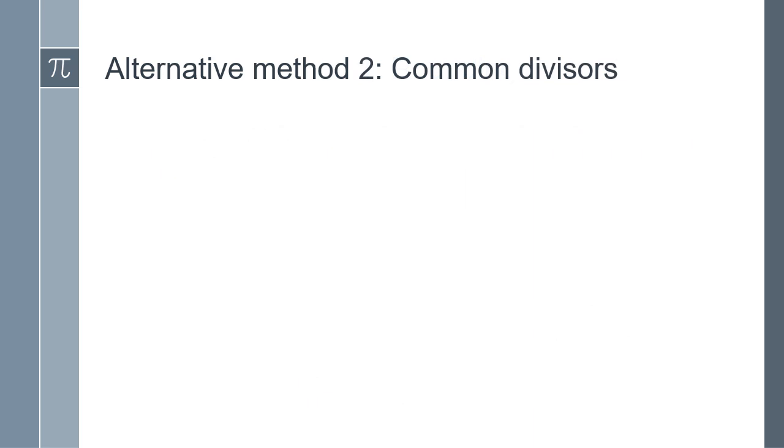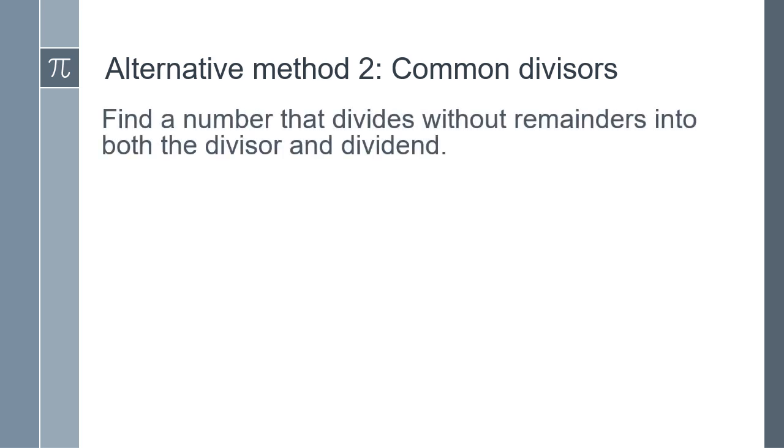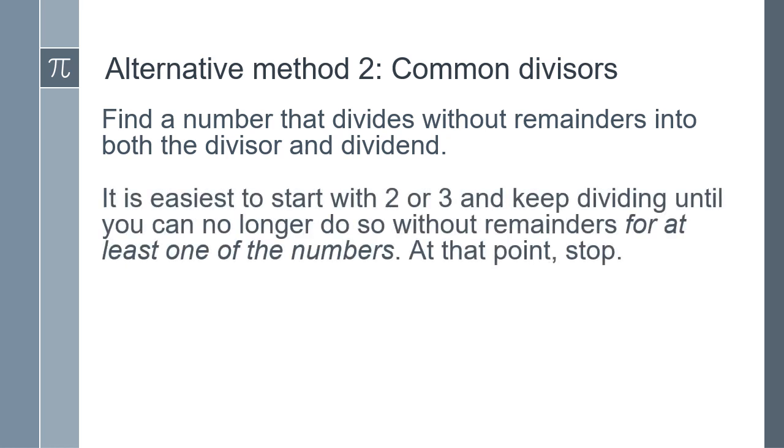I'm going to show you the alternative method 2, which is common divisors. So to do this, we have to find a number that divides without remainders into both the divisor and dividend. It's easiest if you start with 2 or 3 and keep dividing until you can no longer do so without remainders for at least one of the numbers. At that point, stop.